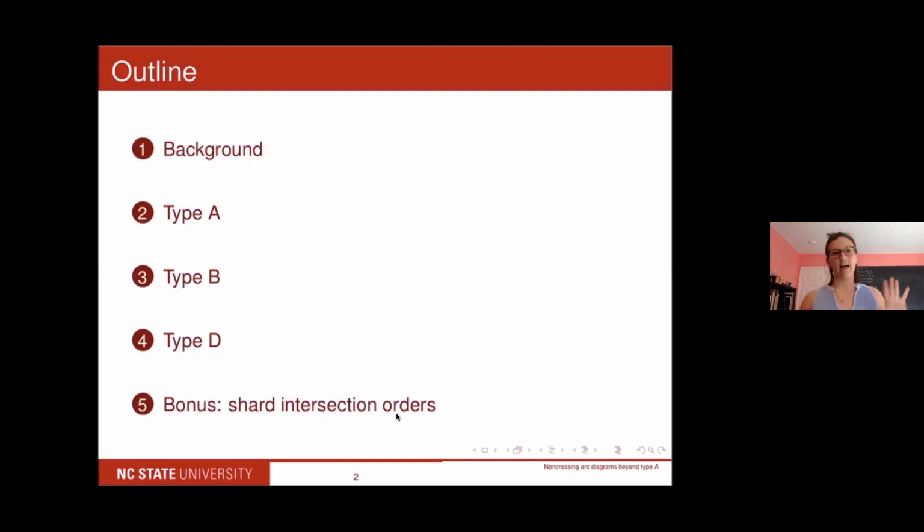So let's do it. A brief outline: we're going to talk about some background, and then talk about non-crossing arc diagrams in type A, which is prior work from Nathan's 2015 paper. And then we're going to think about generalizing those ideas and finding analogs in type B and in type D, which are the other two infinite families of finite Coxeter groups. And then as a bonus, if we've got time, we'll talk about shard intersection orders, because I've been doing some work, supervised and advised by Nathan, thinking about shard intersection orders and the usefulness of non-crossing arc diagrams there.